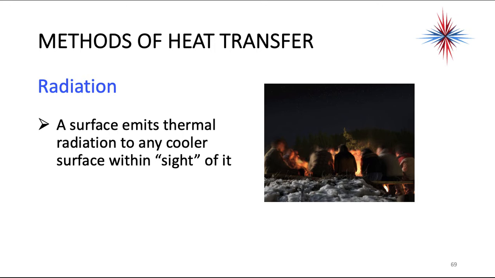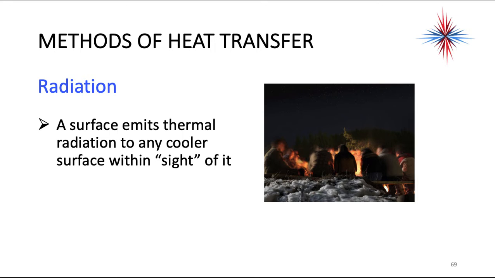Radiation: a surface emits thermal radiation to any cooler surface within sight of it. Let's think about that. I'm going to say that again. A surface emits thermal radiation to any cooler surface within sight of it. Basically what this means, within a straight line of it.